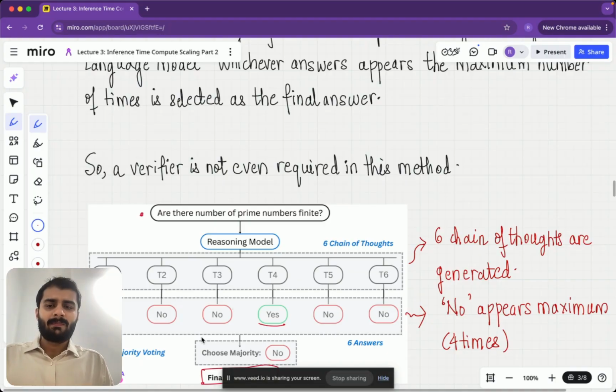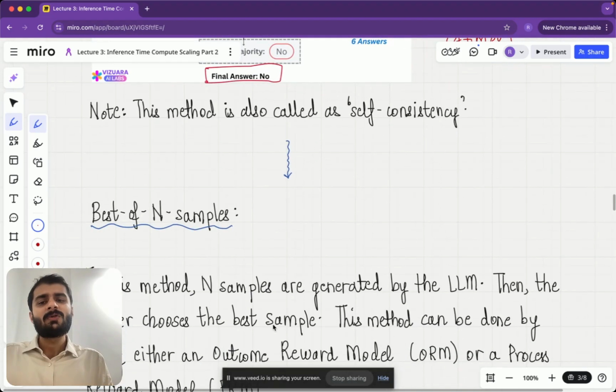Okay, so this is the first method, and now here, mind you, the main drawback of this method is that the answer can be wrong because you are not using any verifier to evaluate the answer. So there is no way to know whether the answer is correct or not, but you are simply taking the majority, and that concern is actually addressed in the next method, which is called best of n samples.